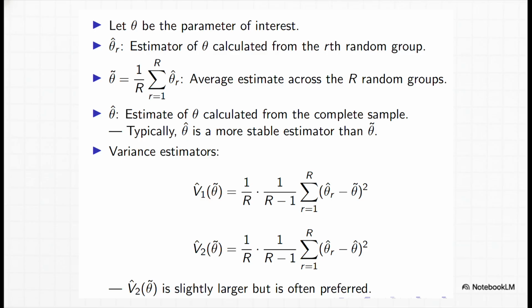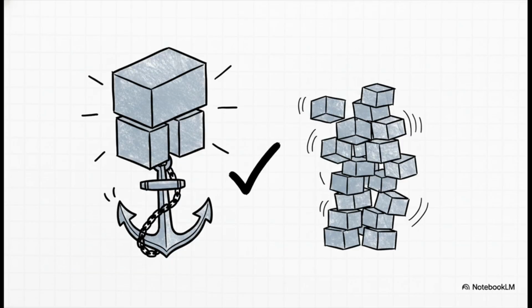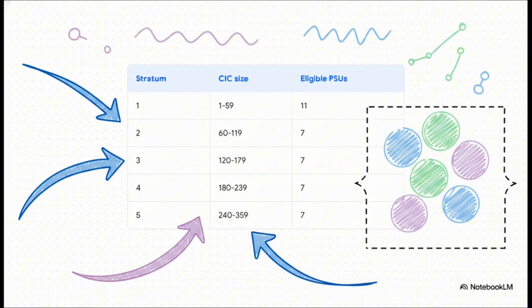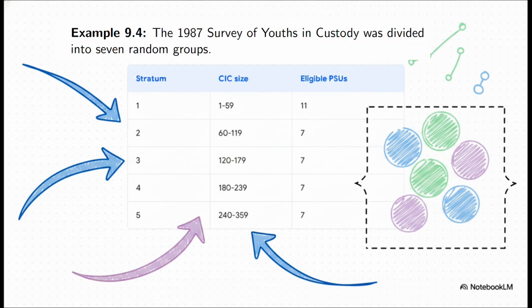Now, it generally yields a slightly larger, more conservative variance estimate, but it's the safer, better choice. Let's look at example 9.4 to see this in action, the 1987 survey of youths in custody. The researchers on this project wanted to divide their stratified survey into random groups. Look really closely at strata 2 through 5. Do you see the number of eligible PSUs in those strata?